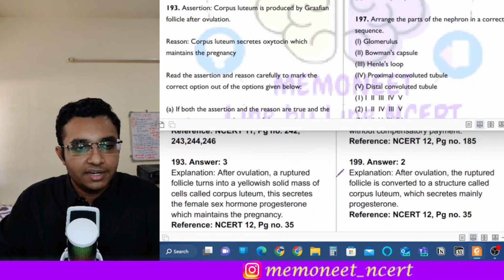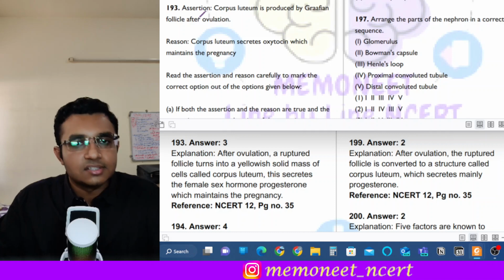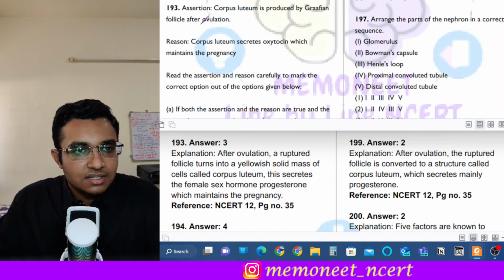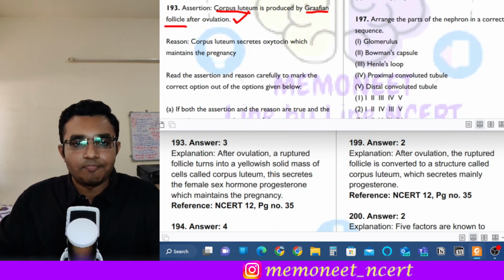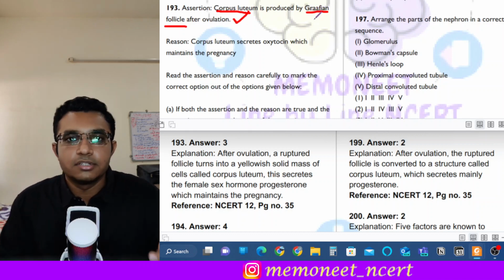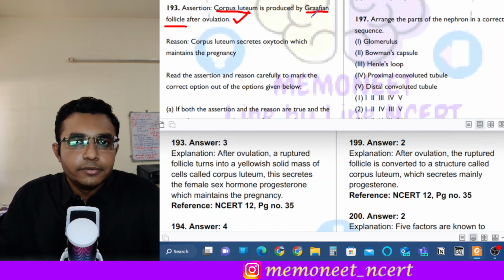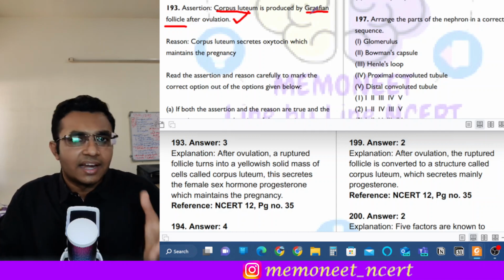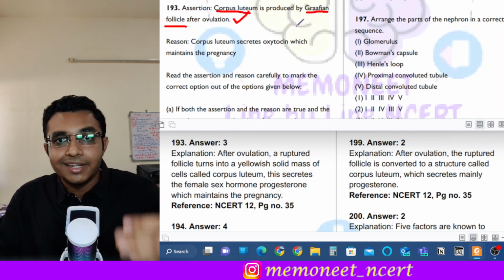Question number 193. It is an assertion reason question, and the assertion states that corpus luteum is produced by Graafian follicle after ovulation. So the assertion is correct. The Graafian follicle after ovulation gets converted into corpus luteum, and the function of corpus luteum is to release progesterone, and this progesterone helps us to maintain pregnancy.